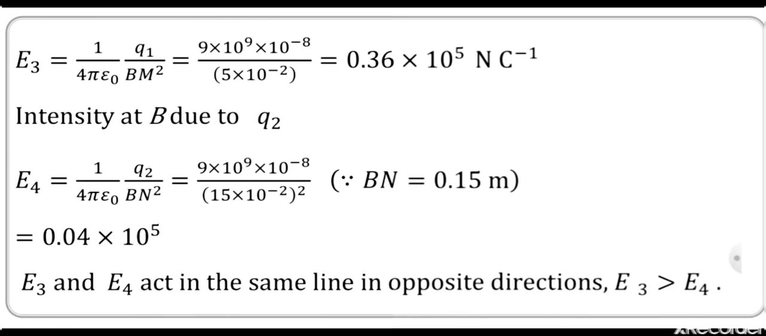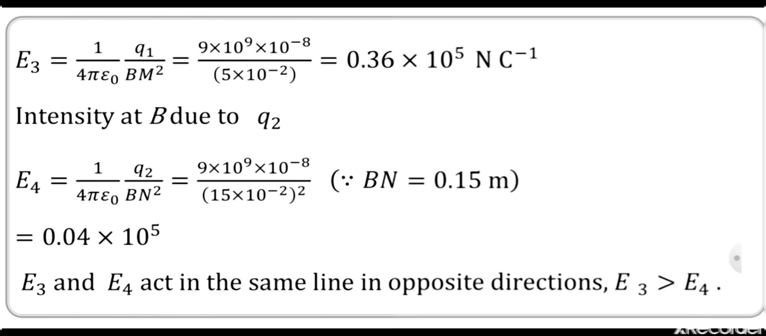Similarly, find the E4. For the E4, the distance becomes 0.15 meter. So we are converting into 10 power minus 2. So we get 0.04 into 10 power 5. You can see the values here, 0.36 is the greater, and for E4, 0.04 is lesser. Obviously the electric field is inversely proportional to the distance. As the distance increases, the electric field value has to take a lesser value.